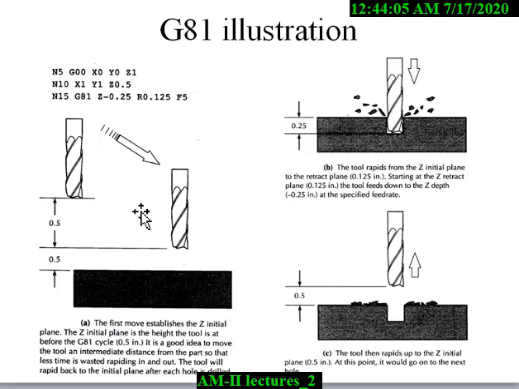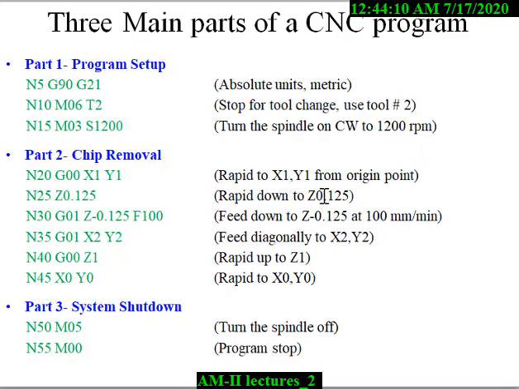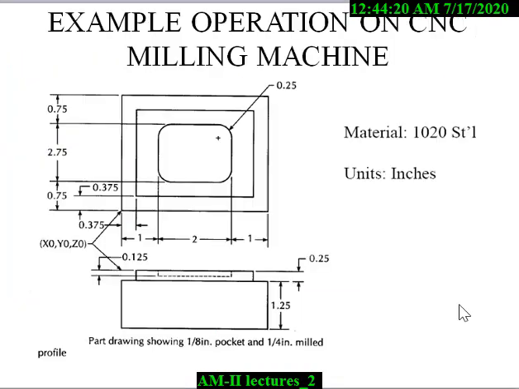So this is another illustration of G81, that is the CAN cycle. This is explained here for when you don't use the CAN cycle. In the next video we'll be discussing some milling operations.